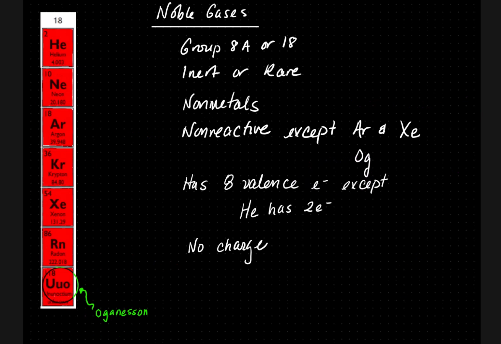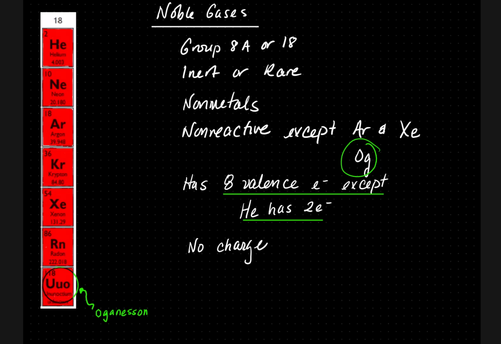Noble gases are group 8A or 18. They are known as noble, inert, or rare. When they were first discovered, they were non-reactive, except for argon and xenon, and currently oganesson. They are all nonmetals. They have 8 valence electrons, except for helium. Helium only has 2. So therefore, they have no charge.